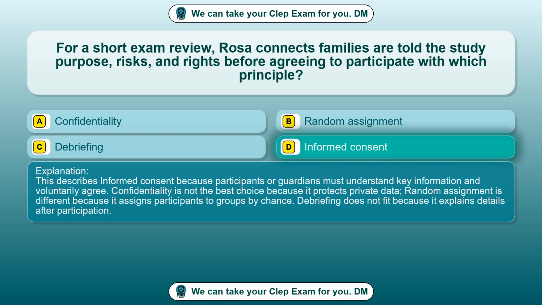Confidentiality is not the best choice because it protects private data. Random assignment is different because it assigns participants to groups by chance. Debriefing does not fit because it explains details after participation.